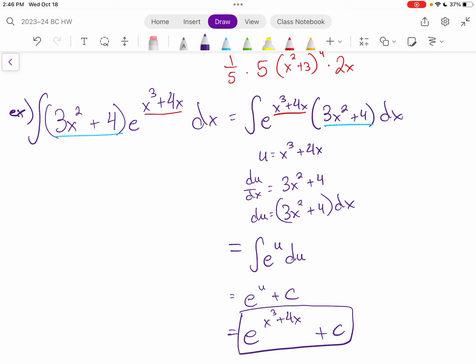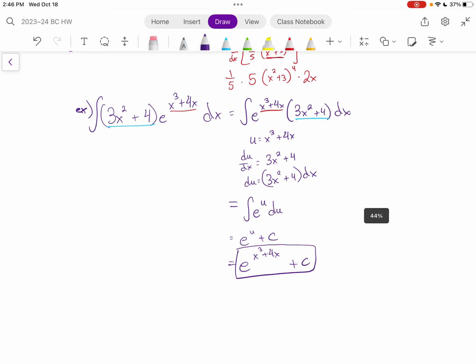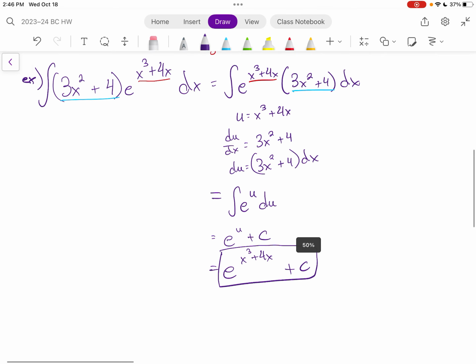X cubed plus 4x, e raised to that power. Okay? So this is a very, very powerful tool. Picking u can be tricky. Okay? It can be quite tricky. So we're gonna do one more example on this video, and then we're gonna be done.